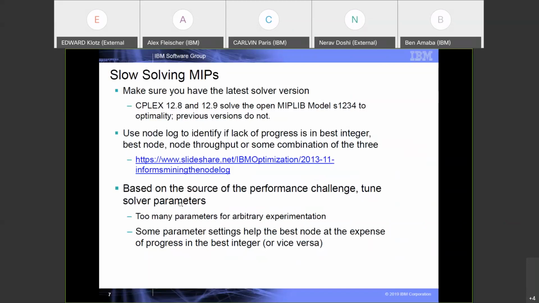So again, you use what you've done in this previous step to decide which parameters to set. Again, parameters that help the best node are often at the expense of progress in the best integer, or vice versa.